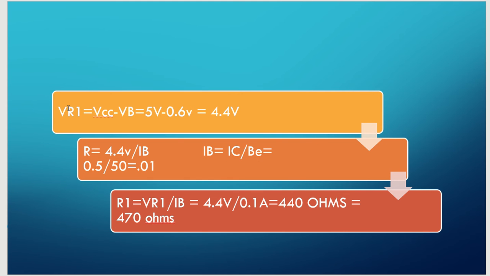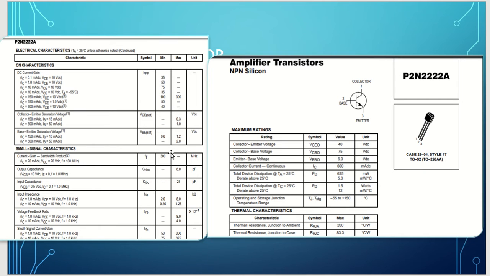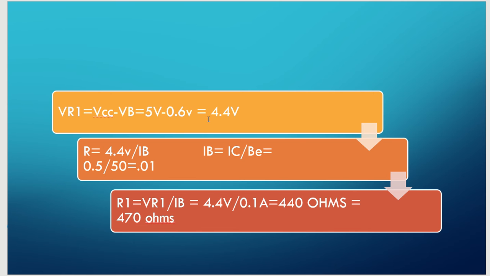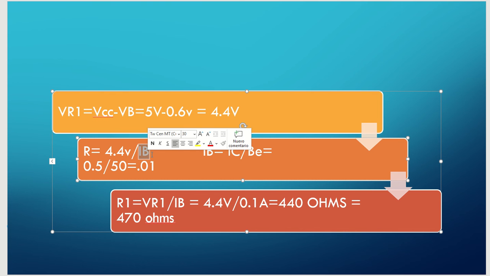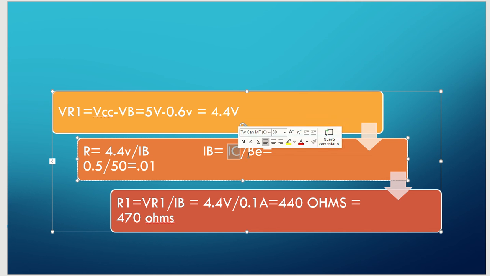So again, to find the resistor, we just apply Ohm's law. In this case, we are going to use a DC voltage source of 5 volts minus the saturation voltage, this one, and then we get 4.4 volts. We're going to divide it by the base current, and the base current is the collector current divided by the gain.